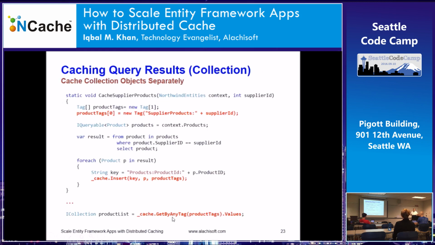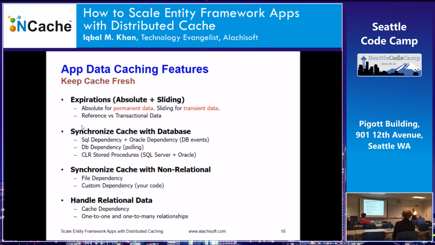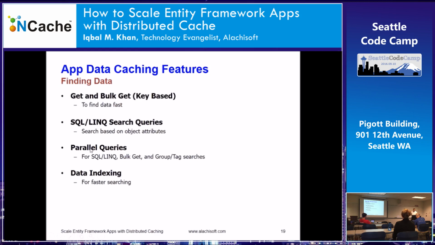There's tags, there's groups, there's SQL query, which says, give me all the customers where customer.city is New York. So in one call, you'll get hundreds of customers back. Just like you go to the database and in one call get the entire record set back, here you'll get the entire collection of objects back. So the first goal is to keep the data fresh in the cache. The second is that you need to be able to find the data. So you do get, bulk get.